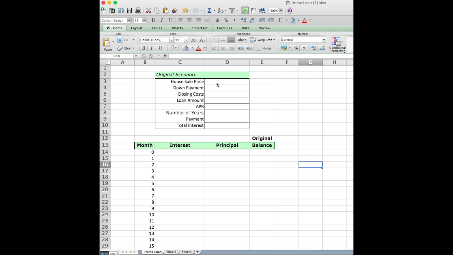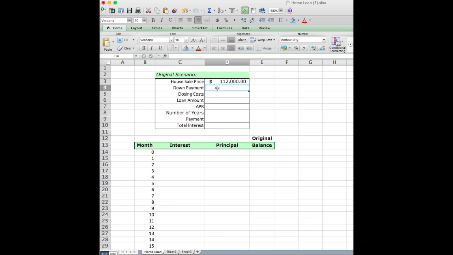So first thing we want to do is put in the house price. So from the information given, the sell price was $112,000. And if you want, you can go ahead and change that format so it is currency, so it's money.